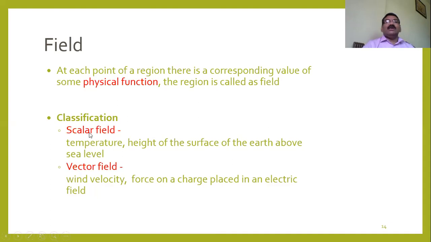Now what is the classification of this field? It is classified into two types: the scalar field and the vector field. Why are we doing this? Because we require it for understanding the next topic. As a scalar field, temperature is a scalar quantity, and the example we just took is a scalar field. Or the height of the surface of the earth above sea level is again a scalar field. So this is the scalar example. Another is the vector field. The vector field is, for example, wind velocity, and there are other examples too. We will discuss both of these examples further.